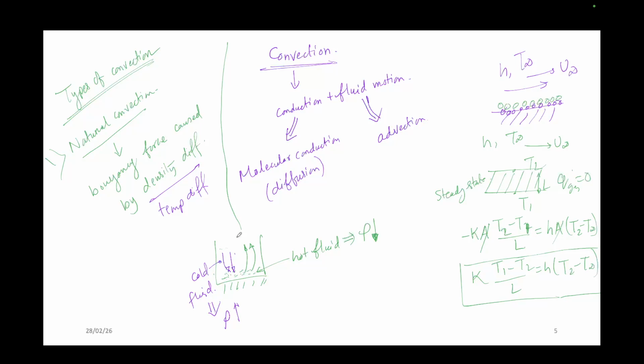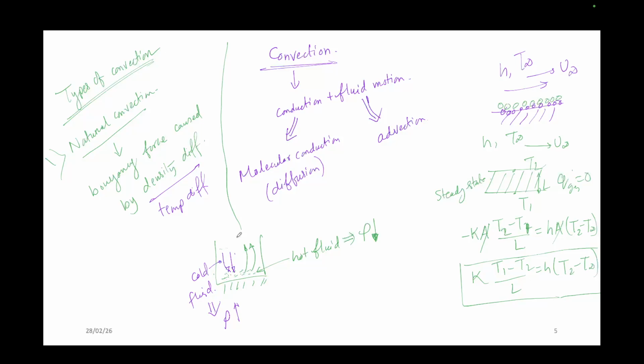Now if I talk about examples of free or natural convection, take a room in winter where we are using a heater. The surrounding air first gets heated up by the heater, and after that it circulates in the room, and the colder fluid comes near the heater and heats up again, until the room achieves a certain temperature.